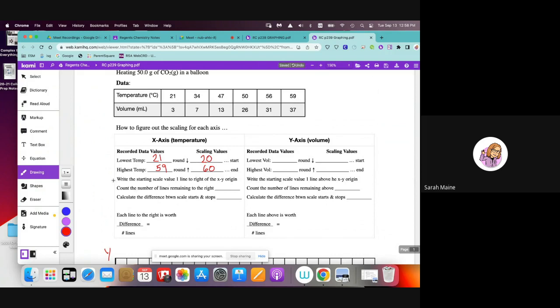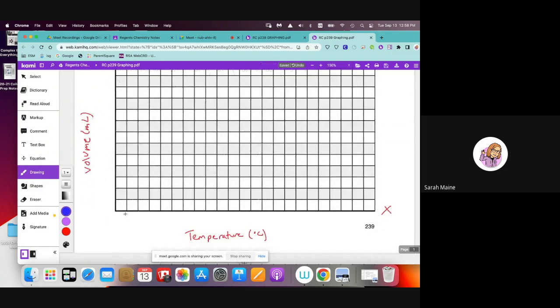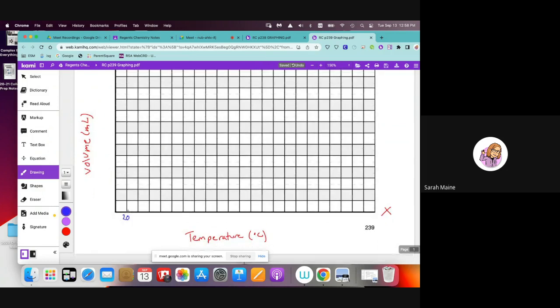Now, the next thing to get yourself set up, so you don't make a silly mistake in the scaling, is write the starting scale value. This was where I'm going to start. The starting scale value on the x-axis is 20. So right away, I'm going to go down here and write in 20, so I know I'm starting this scaling at 20. Now I'm going to use information to figure out how much each line is worth to the right of the 20.